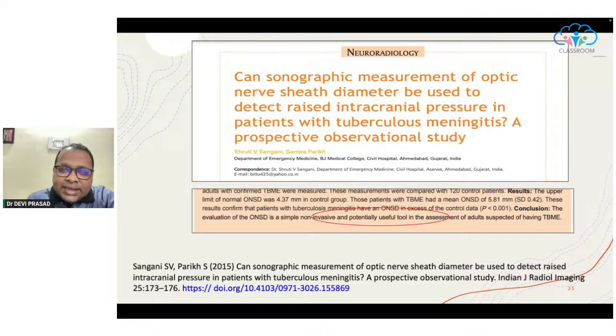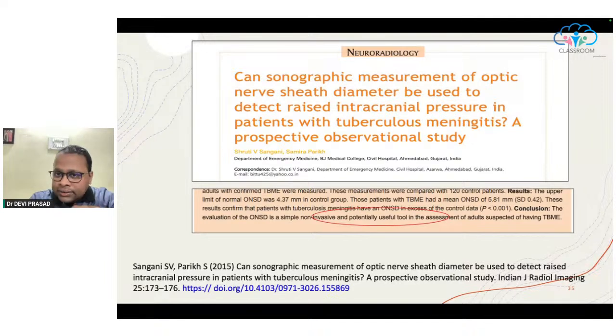Now, all the things which we are discussing, and all the evidence which you have got, basically point to one single thing: in addition to the absolute value of ONSD, it is the serial measurements or the trends of the ONSD which are more important than the absolute value. The absolute value is important, yes, it will give you a value to begin with, whether you have a situation of raised ICP or not, but you have to follow the trends as well.